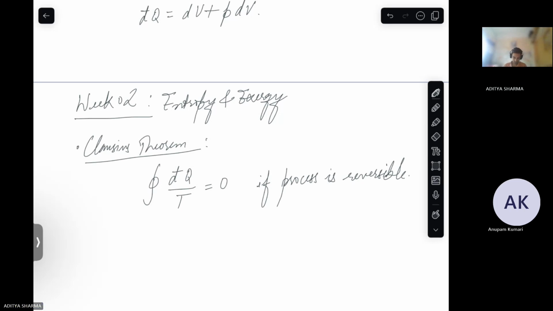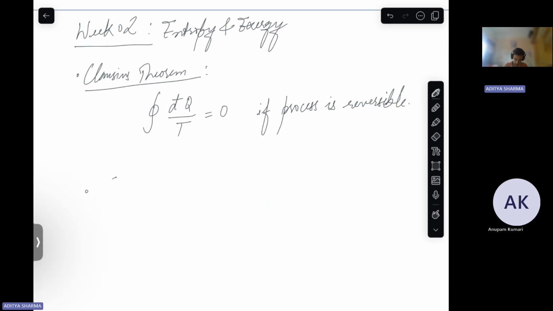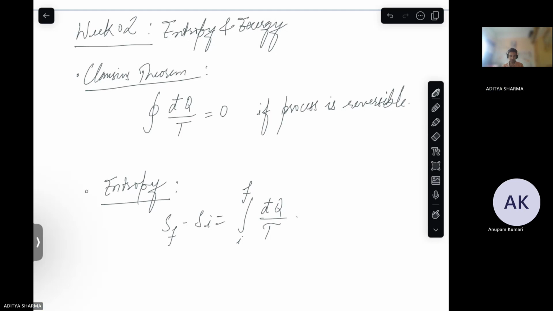Also, now from here we define entropy. So if your thermodynamic system is moving to some state F from initial state I, in that case its entropy is defined this way. Now, what's the catch here? The catch is though your heat transfer is a path function, if you see the entropy, it is path independent. Okay.